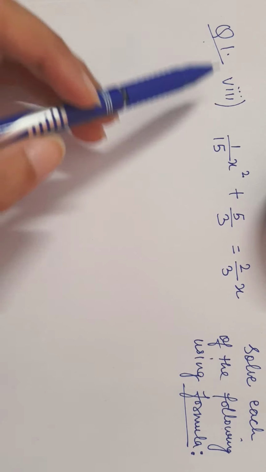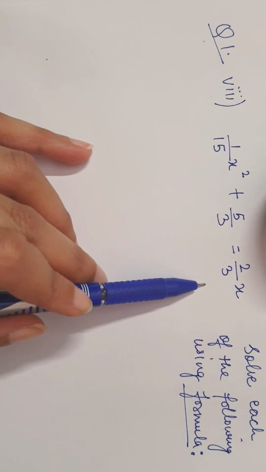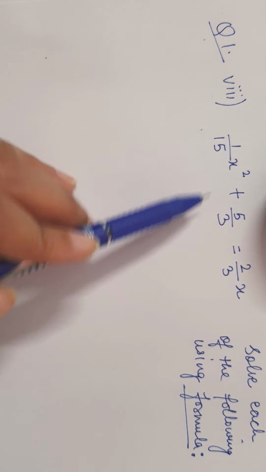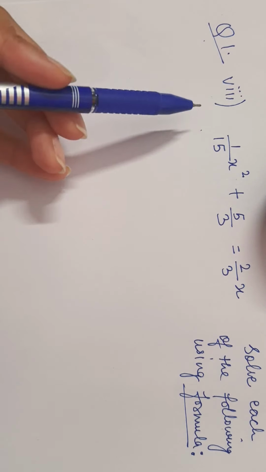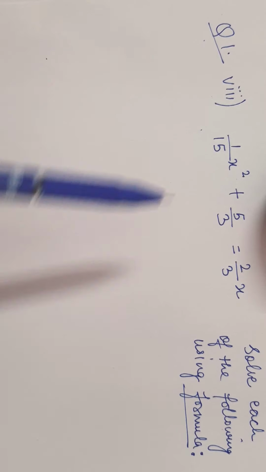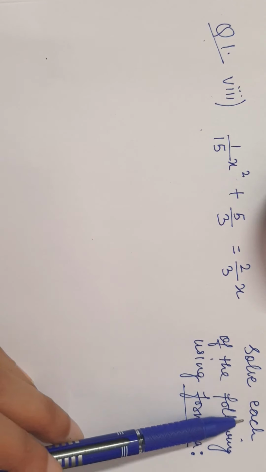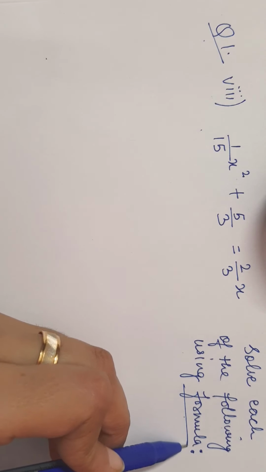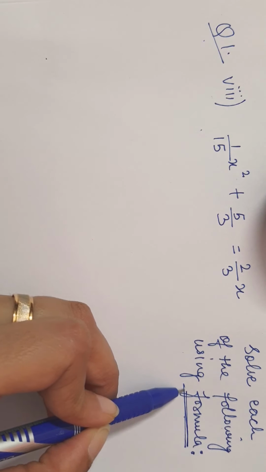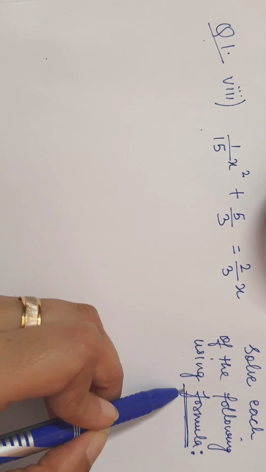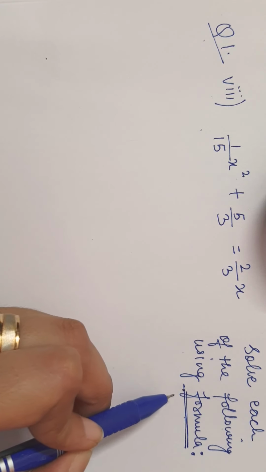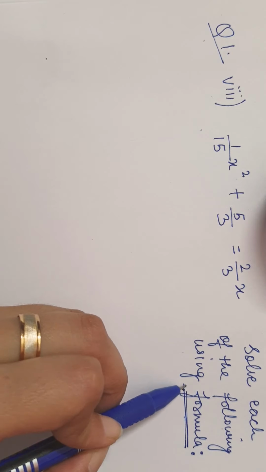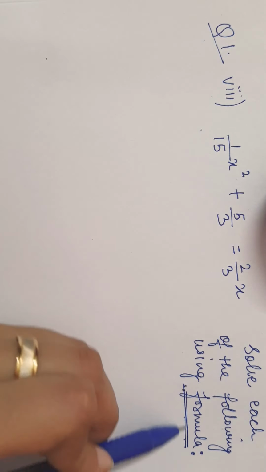This is question number 1, 8th part. This is a quadratic equation, maximum power 2, not arranged in the standard form. So first we need to convert it into the standard form. Also they are saying solve each of the following using the formula, so in this case you are not going to factorize it. Even if it is possible, you will not factorize this question. We have to use the formula.